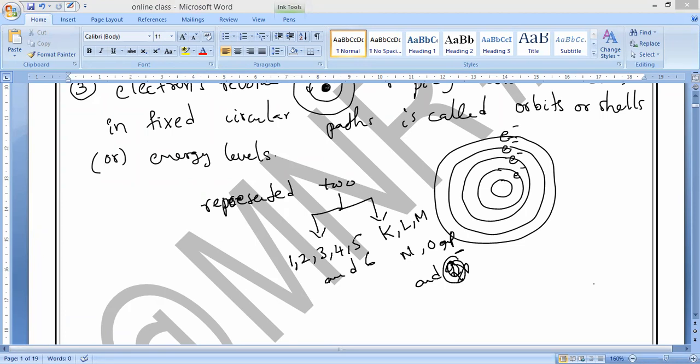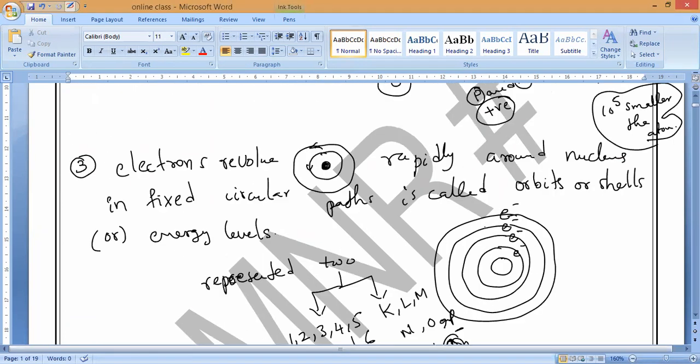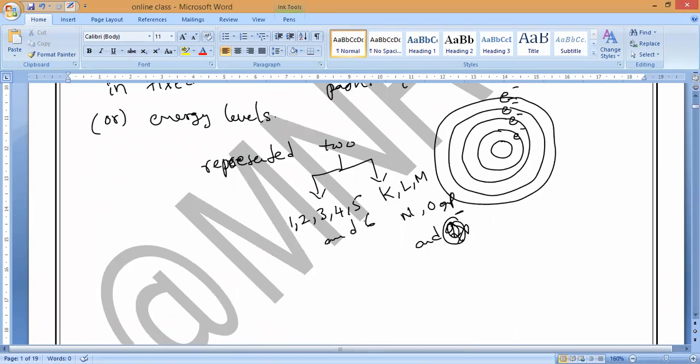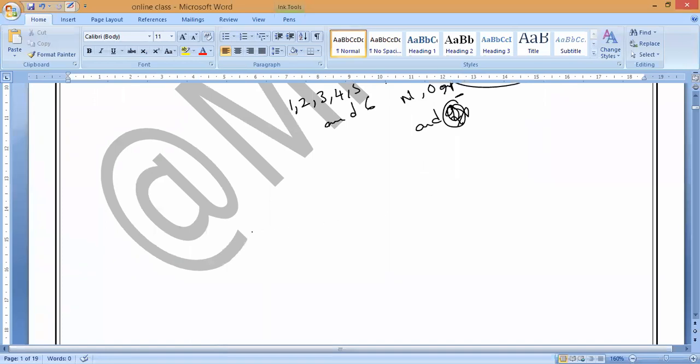So this is what we call energy shells. This is the third point. Electrons revolve rapidly around the nucleus in a fixed circular path called energy levels or shells or orbits. And these shells we represent how, guys? In two ways. One is either 1, 2, 3, 4, 5, 6, or K, L, M, N, O and P. That is the third point. Next, fourth point. Till here you completed. Yes, guys, please respond.